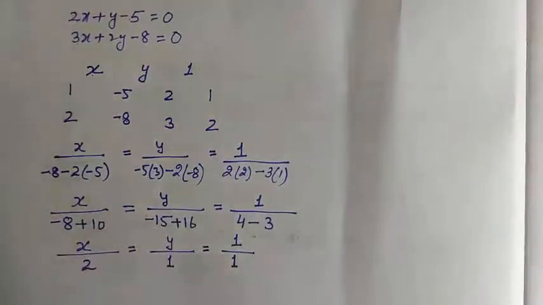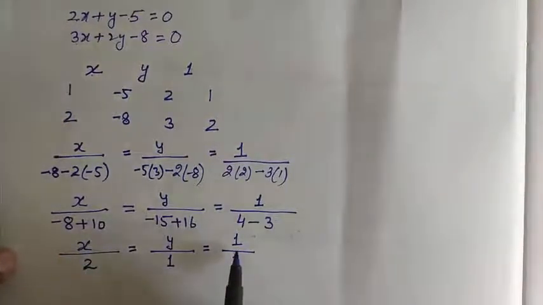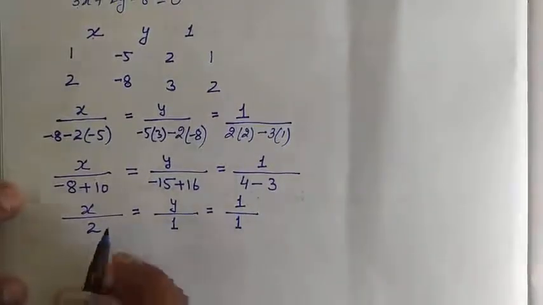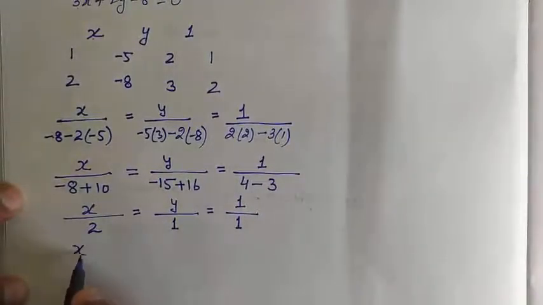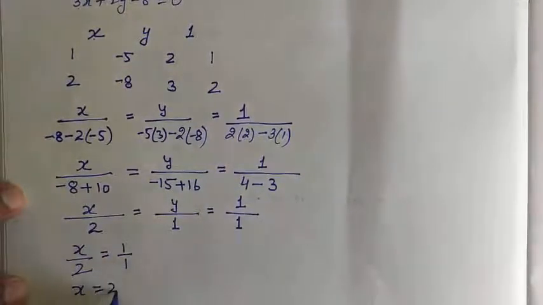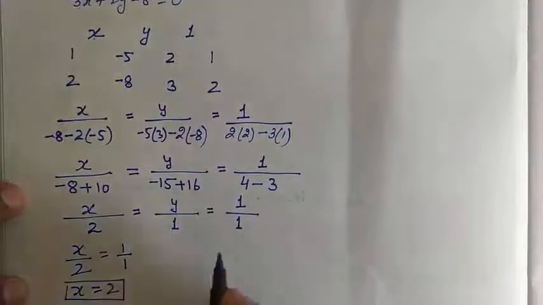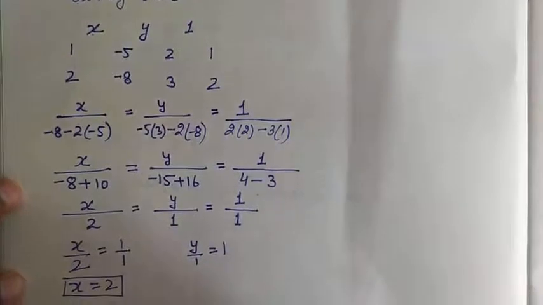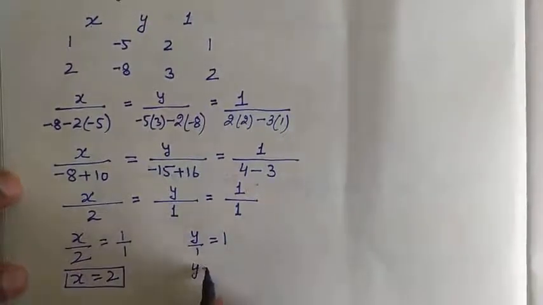So one by one we will be making x by 2 is equal to 1, then we'll find the value of x, and then y by 1 is equal to 1, then we'll find the value of y. So see what is coming, the value of x and y. Here we'll write x over 2 is equal to 1 by 1. So from here x is equal to 2. Now here y over 1 is equal to 1. So from here you can find out y is equal to 1.